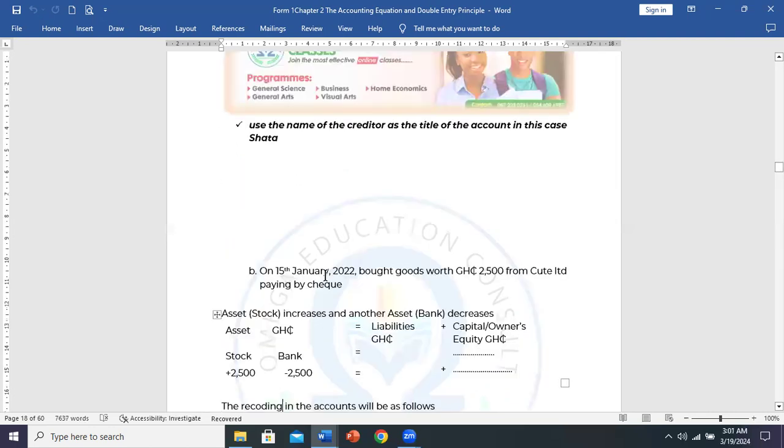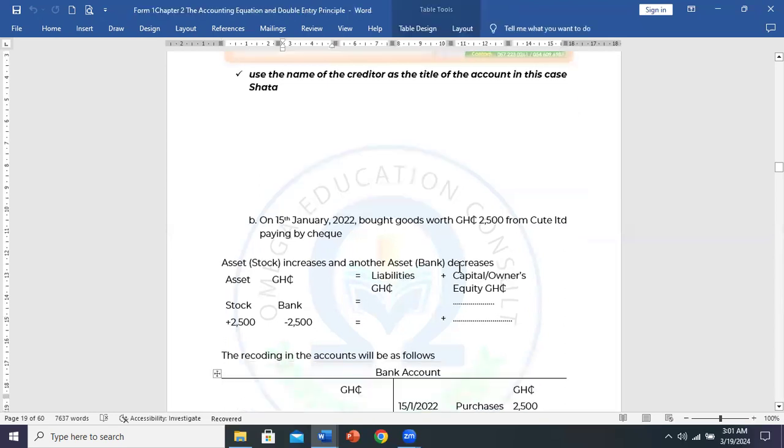Good. Now, if we bought it on cash, the second example is the cash basis. On 15 January 2022, bought goods, or purchased goods, which is the same thing, worth 2,500 from Qt Limited, paying by check. So in this transaction, we paid, unlike the first transaction where we didn't pay, it was on credit. If we paid with check, it means that asset bank is decreasing, because if you are paying money from your bank account, your bank will decrease. And since we are buying goods, asset stock will still increase.